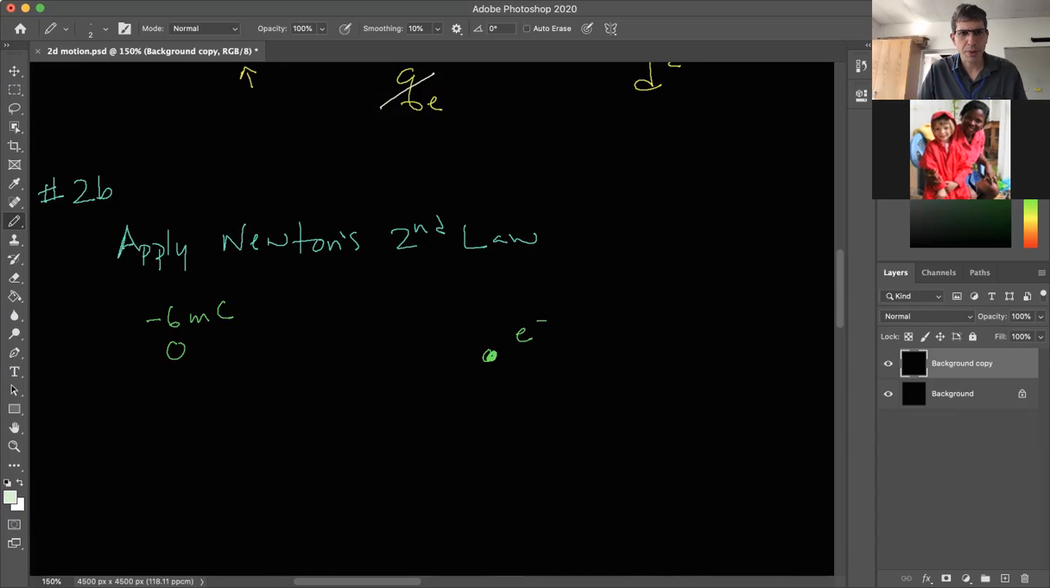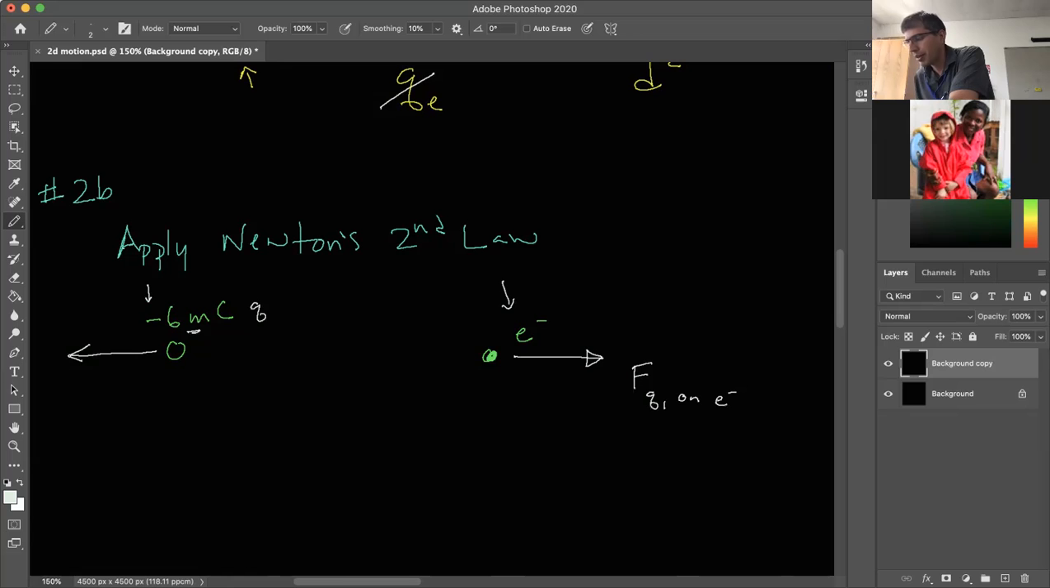Let me ask you this. This is negatively charged, right? And the electron is negatively charged. So are they going to repel each other or attract each other? Repulsion. Very good. So the electron is going to want to go off in this direction, and this charge here will want to go off in this direction. So what we're looking for is the force of Q1 acting on this electron.